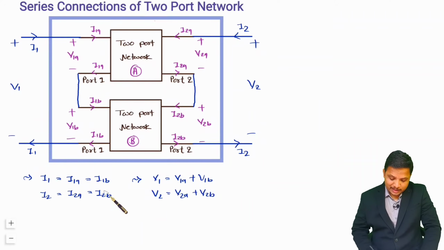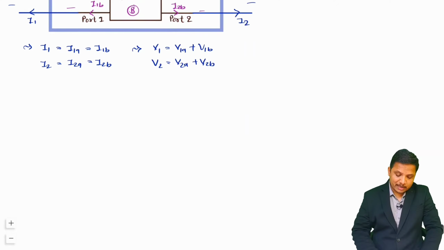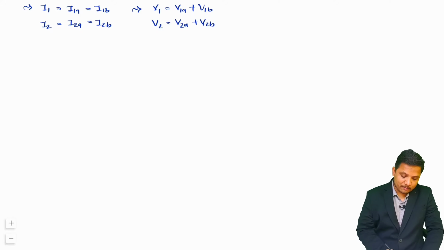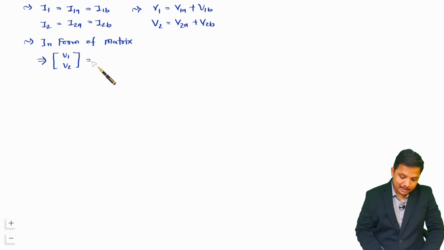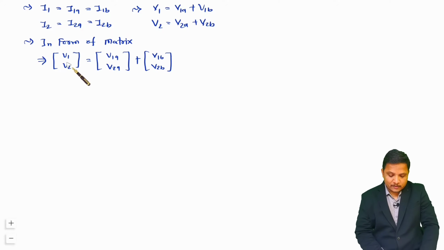Now by this voltage and current relation, we will derive the equivalent two-port network parameters for this series connection of two-port network A and two-port network B. You see we have this voltage relation, and we can form it as a matrix. In matrix form, I can write V1, V2 equals V1A, V2A plus V1B, V2B.